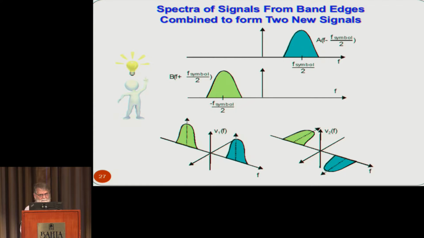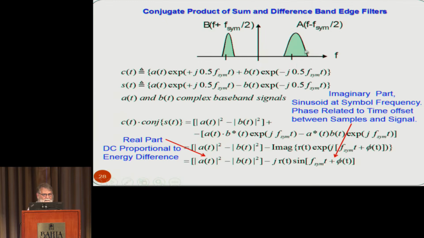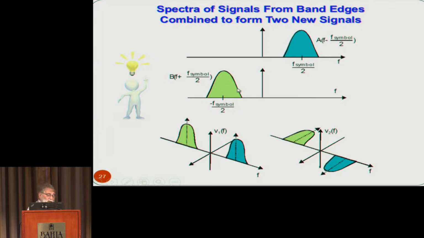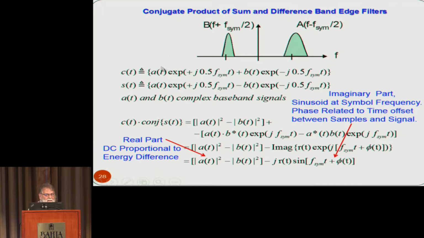So here I took the two band edge filters, one on the left, one on the right. So it's centered and it has some nominal envelope centered at F symbol over 2, a different envelope centered at minus F over 2. We generate the sum that looks like the band edges of the original signal. We generate the difference that looks like the band edges you got when you did the derivative. Now, here's the second equation. I generate the sum, which I call C like cosine-like, and I generate the difference I call S like sine-like, and I do a conjugate product.